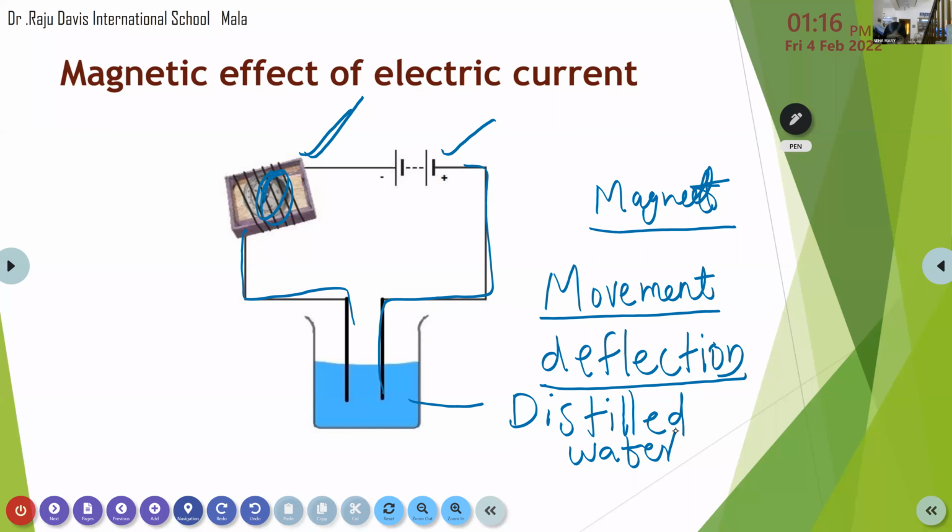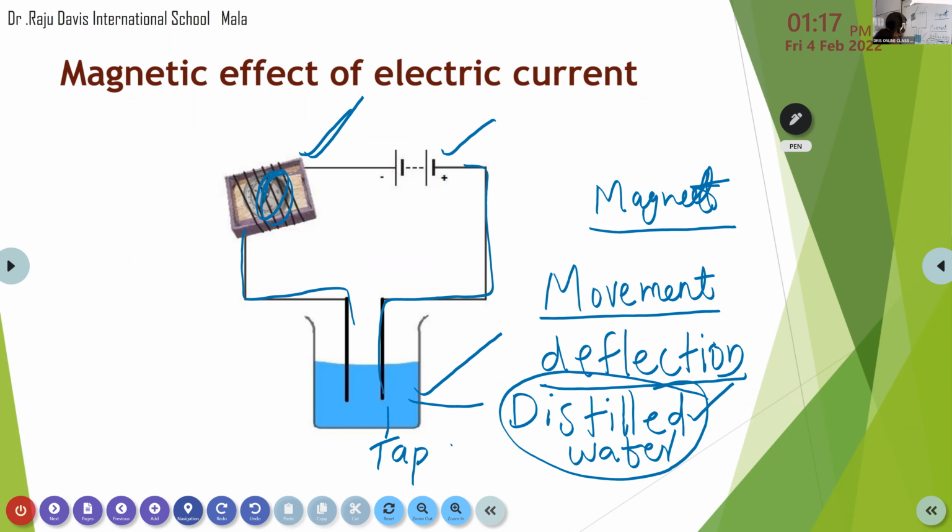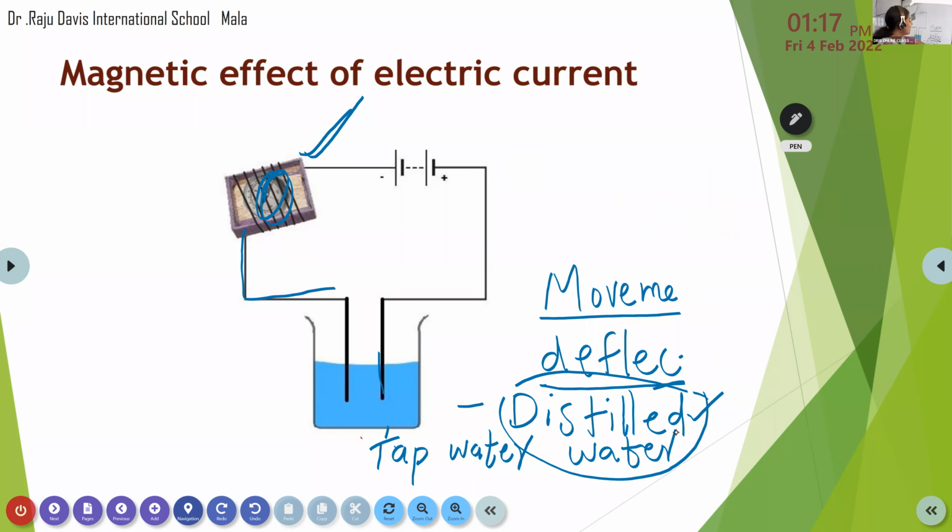So imagine we take distilled water in this beaker. Can we see any deflection in the needle? No. Why? Because distilled water is an insulator, it doesn't conduct electricity. When we take tap water, does it conduct electricity? Yes. At that time, we can see a deflection in this needle. Otherwise, when we take distilled water, there is no deflection.